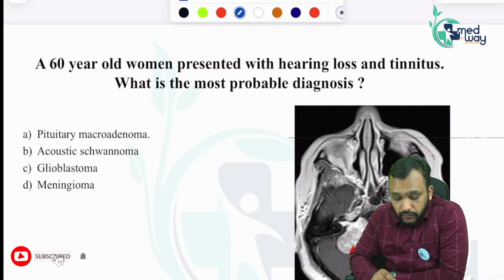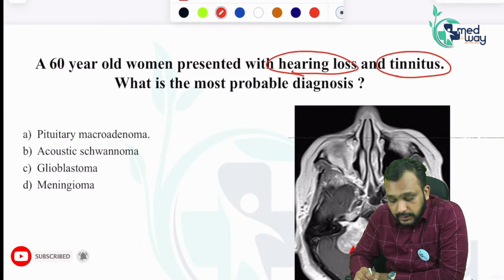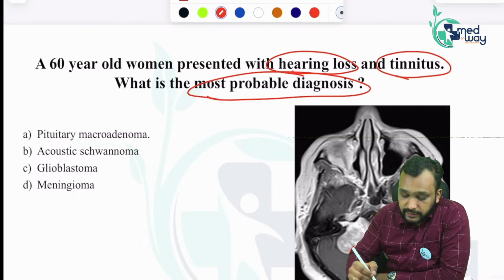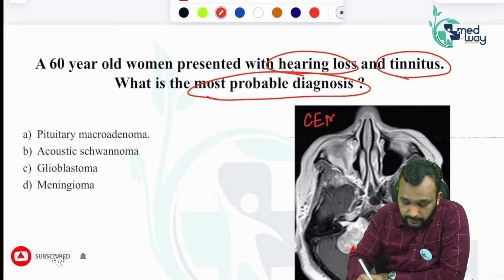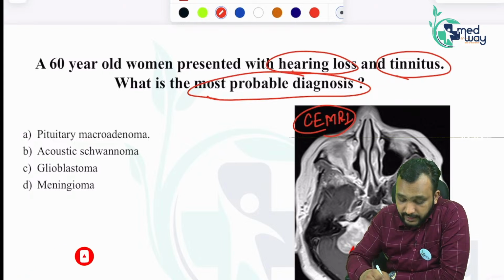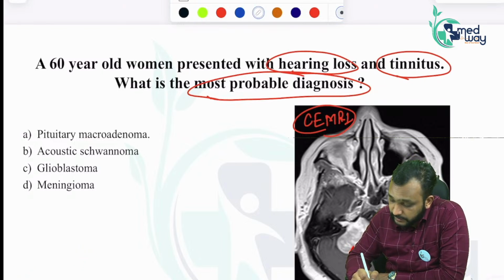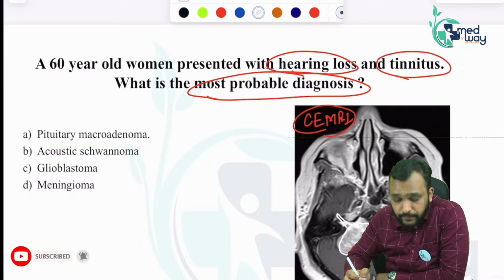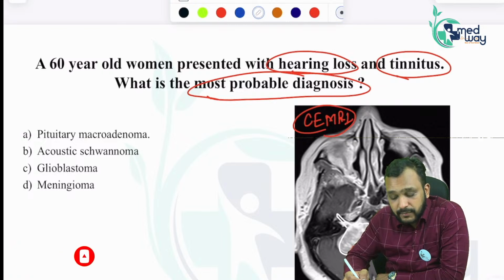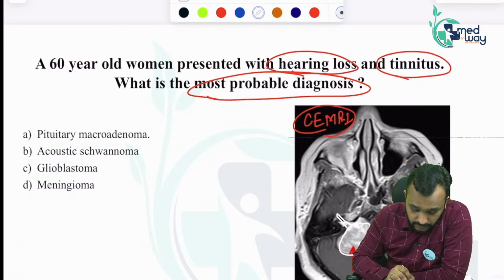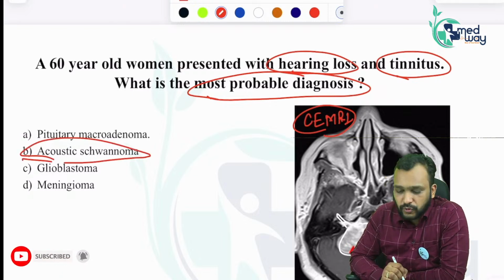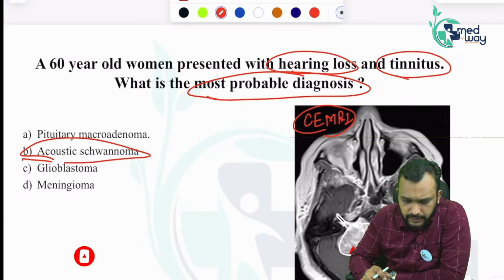So a 60-year-old woman presented with hearing loss, right? What is the most probable diagnosis? So here we can see that these are the contrast enhanced MRI images of the brain, and we can see that there is a heavily enhancing lesion. Very good Tausif Ahmed. Avidly enhancing lesion seen in the right CP angle, and it is giving the ice cream cone appearance, which is known as this tumor is vestibular schwannoma, right?